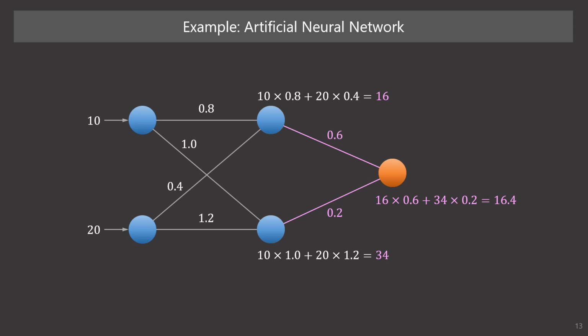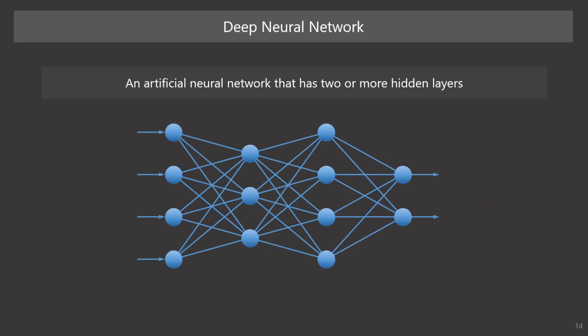Then, the values are transmitted to the next node. In this process, the values are multiplied with each edge's weight, and then summed up. This is the output value. That is, if we input 10 and 20 to this network, the network outputs 16.4 as the predicted value. Up to now, we have seen a neural network that has only one hidden layer. An artificial neural network that has two or more hidden layers is usually called a deep neural network.